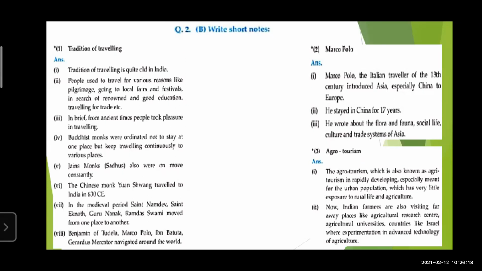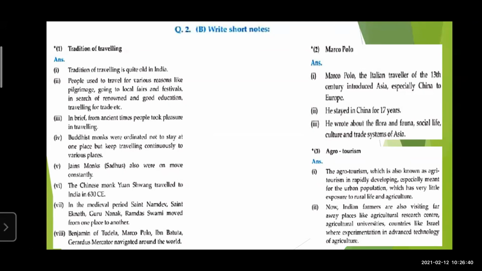Then in the medieval period, Saint Namdev, Saint Eknath, Guru Nanak, Ramdas Swami moved from one place to another. Benjamin of Tudela, Marco Polo, Ibn Battuta, Gerardus Mercator navigated around the world. You have to cover all these 8 points under this short note.